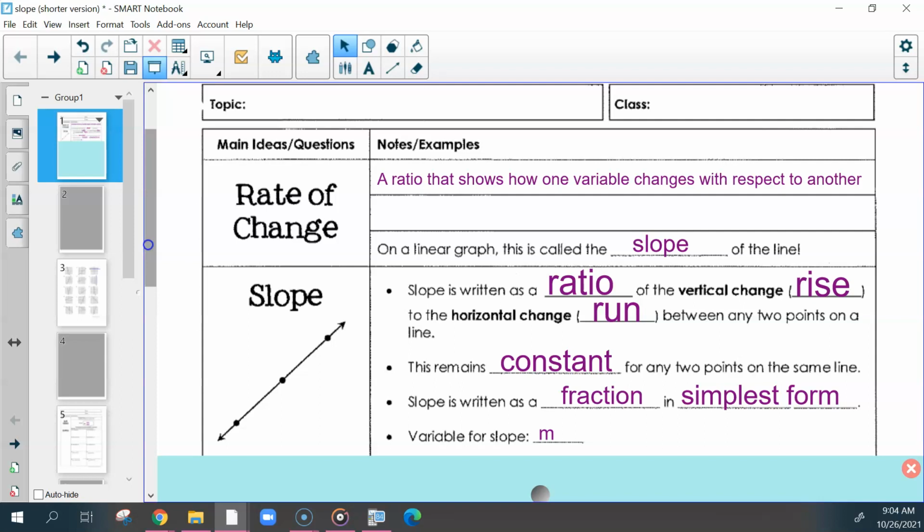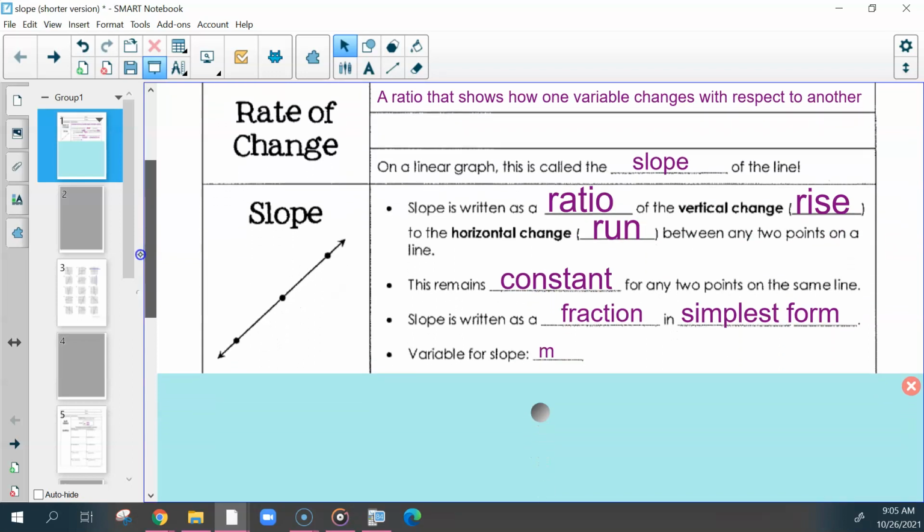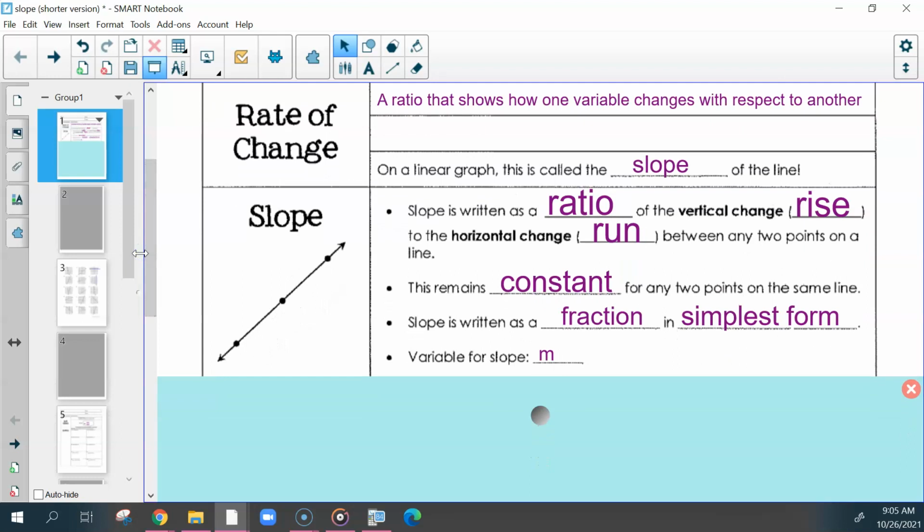Slope is written as a fraction in simplest form, so a ratio can be written multiple ways, but the way we are going to write slope is in fraction form, simplest, improper if needed. And the variable for slope is m. Slide this down just a little bit so you can see all of it. Slope is rise over run.